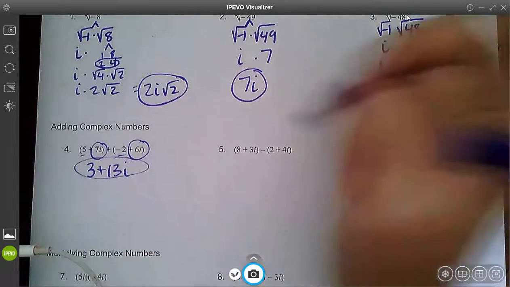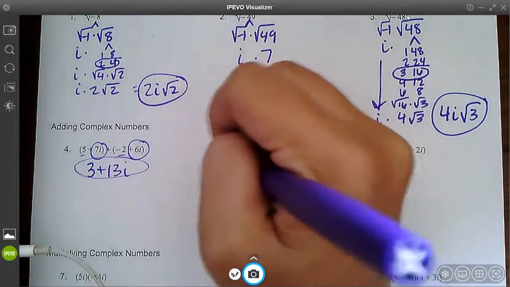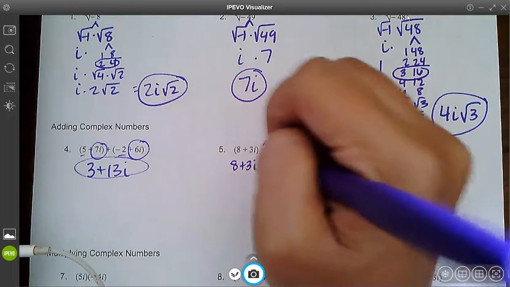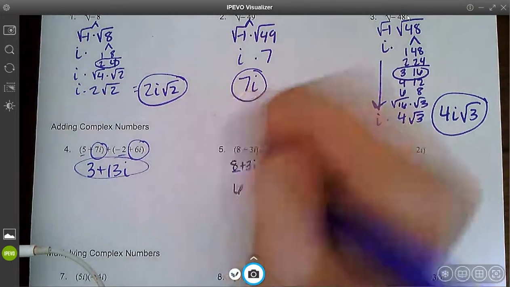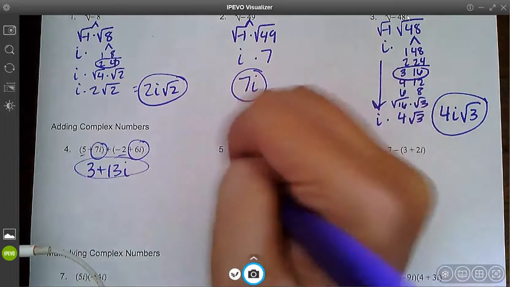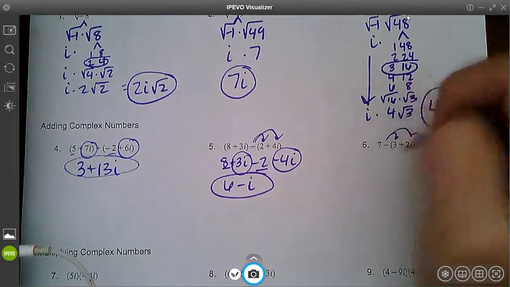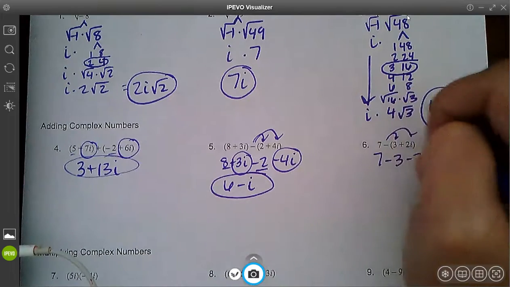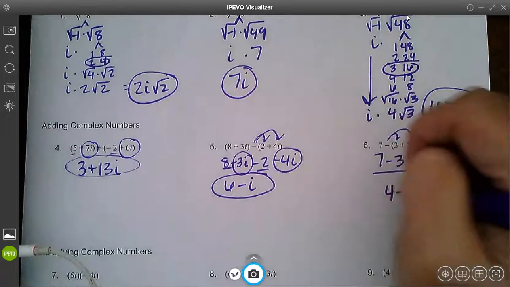The next one, the only difference in adding and subtracting is I have to distribute my negative. So I'm subtracting 2 and subtracting 4i. 8 minus 2 is 6. 3i minus 4i is -i. The last one, I have 7 minus 3 minus 2i. The only thing I can combine there is my 7 minus 3, so I have 4 minus 2i.